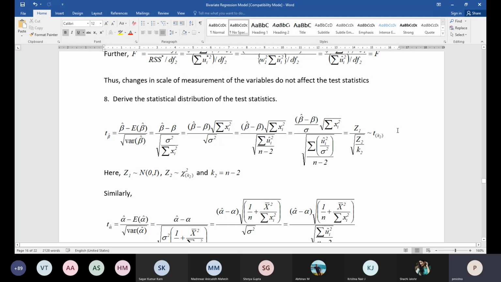Is it clear? Sir, in this step where we replaced sigma square by summation u hat, it was division by n minus 1, like we proved before. Which one? N minus 1? For sigma square, no, it is n minus 2. You see?